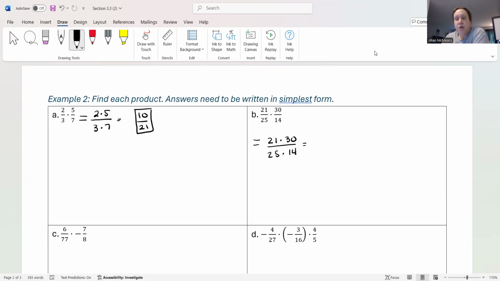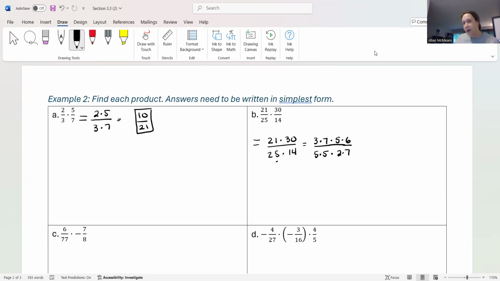For example, 21, I know I can think of 21 as 3 times 7. 30, anytime a number ends in 0, it's divisible by 10 and 5. So I'm going to go with 5 here because I notice there's a 5 down here. I'm going to think of 30 as 5 times 6. So I've just kind of broken my numerator up into some really common factors. Now for 25, anytime a number ends in 5, it's also divisible by 5. So I know I can think of 25 as 5 times 5. And then 14, I could easily think of it as 2 times 7.